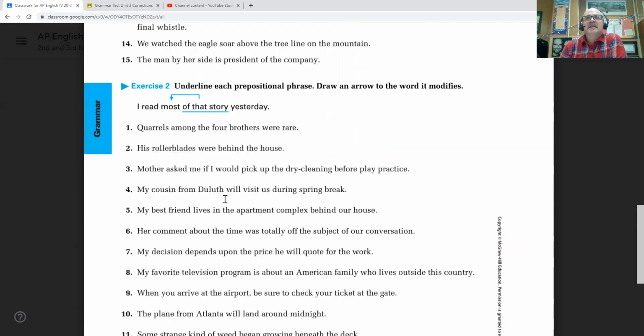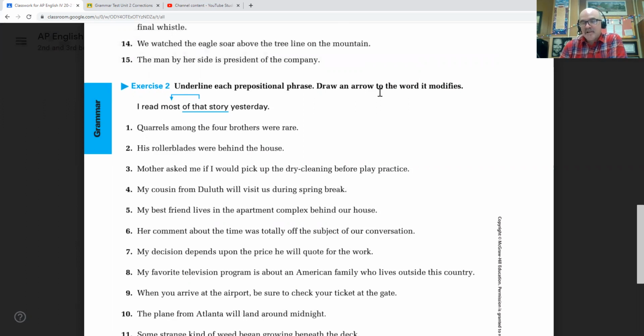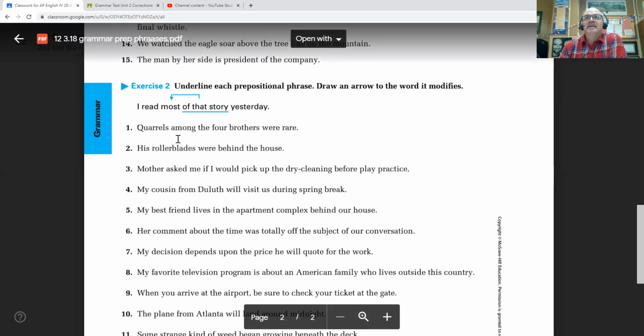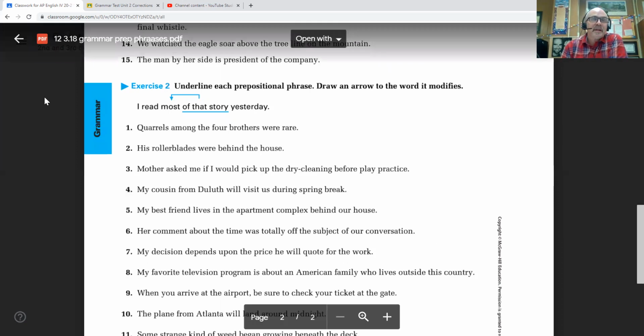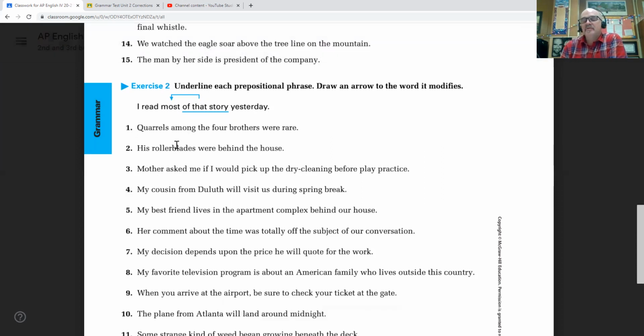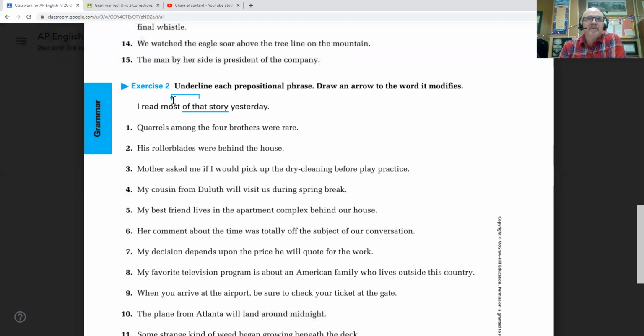Then exercise 2, really got to show some understanding here. Underline each prepositional phrase, but then draw an arrow to the word it modifies. So here, you're going to need to decide in your head, is that an adjective phrase or an adverb phrase? Because if it's an adjective phrase, it's modifying a noun or a pronoun. You got to draw the arrow to that noun or pronoun. If it's an adverb phrase, then you need to draw a line from the phrase to a verb, adjective, or another adverb. Okay, here, of that story is obviously an adverb one because it is modifying most.